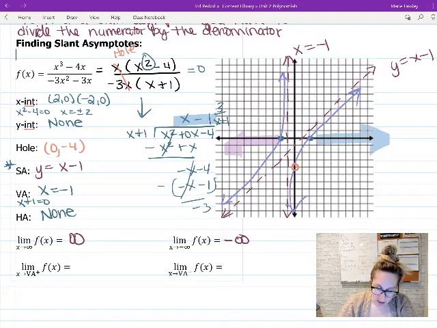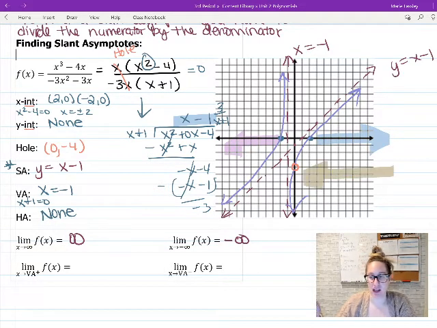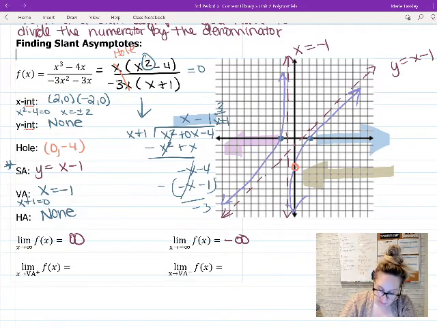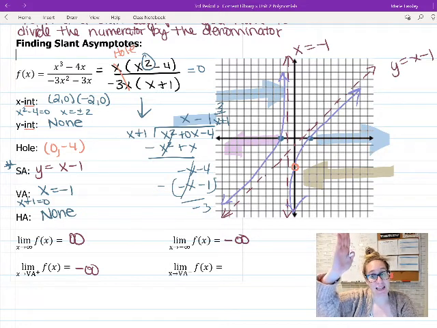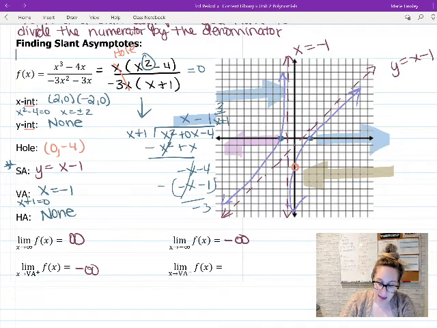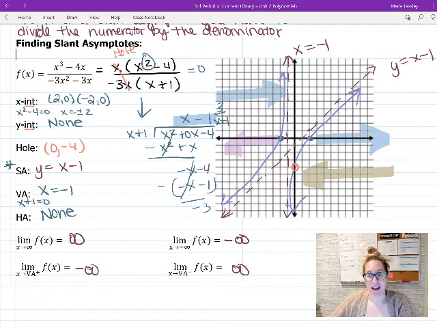As we approach our vertical asymptote from the positive direction, as we're coming in like this, we notice that on the positive side, our graph is curving down. So we are going to be going to negative infinity. And then on the other side, as we come to our vertical asymptote from the negative direction, I see that my graph is going to curve up as I approach that vertical asymptote. So I'm going to say as x goes to the vertical asymptote from the left-hand side, it's going to positive infinity.